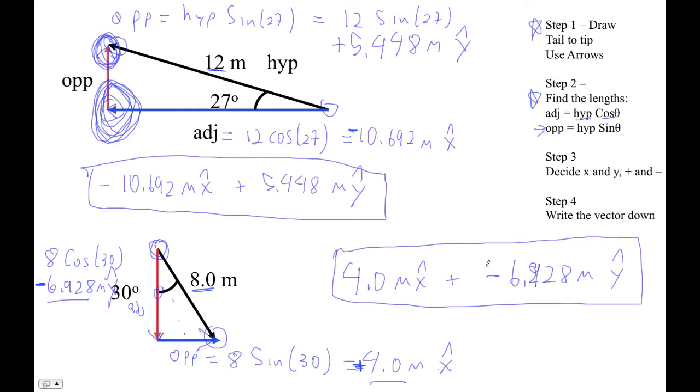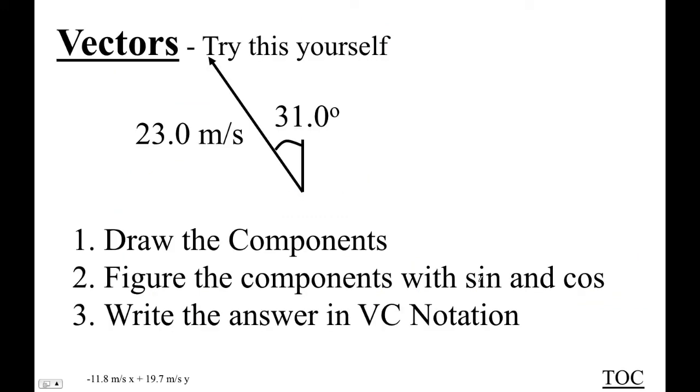All right. So let me do one more example here, and then I'm going to just do example after example after example. Okay. So in this video, let's do another example, right? So draw the components, figure it out with sine and cosine, write it down, okay? I forgot to decide x plus and minus and all that stuff, right? But we'll do it. We'll do all the steps.